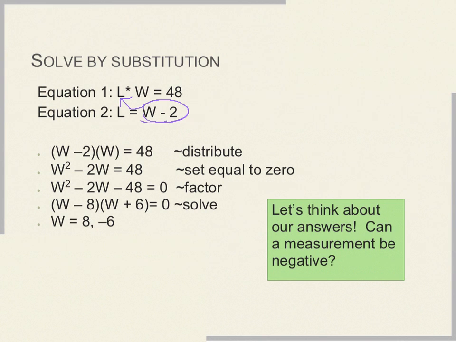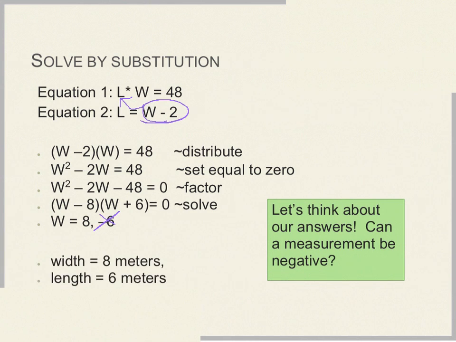Can a measurement be negative? Recall that the story problem was about the floor of a rectangular garden shed, and measurement cannot be negative. Therefore, W cannot equal a negative 6 in this real-world problem. So we would say that the width equals 8 meters. And recognizing if the width equals 8 meters, our length then is 8 minus 2 or 6 meters.